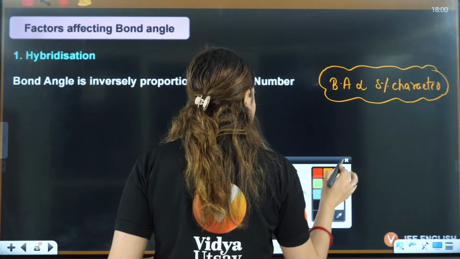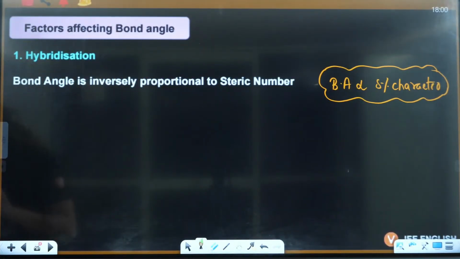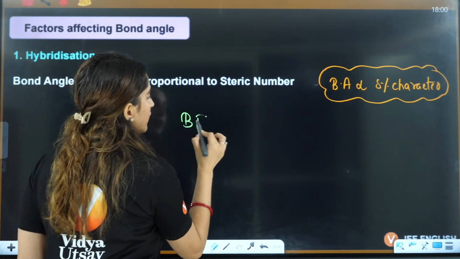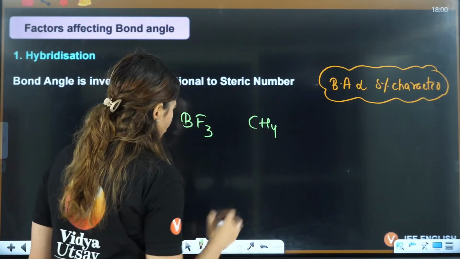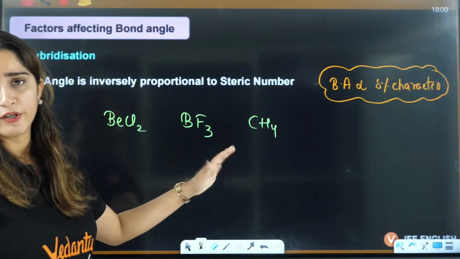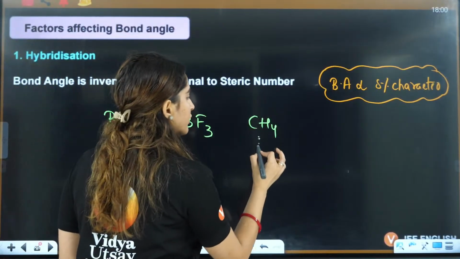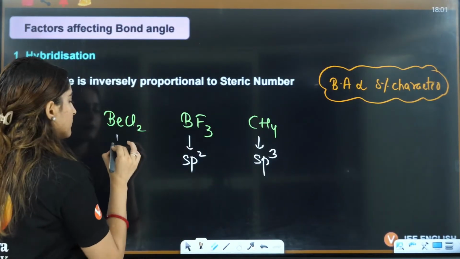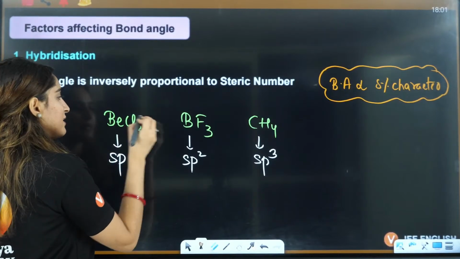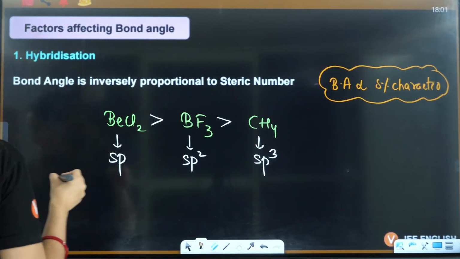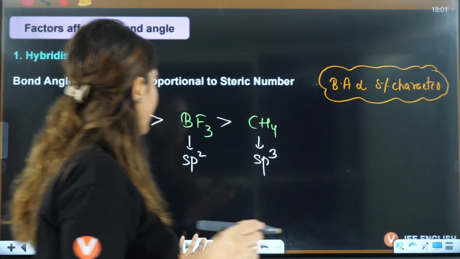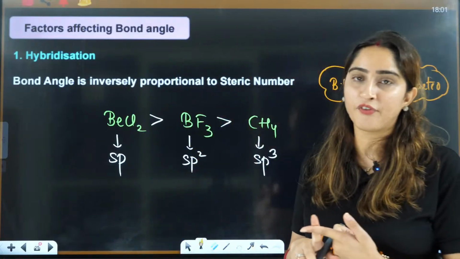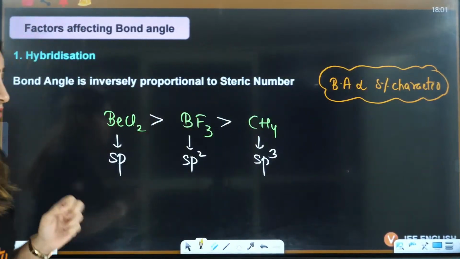Firstly you will see, let me just show you one question here, BeCl2, BF3, CH4. Now this I will not repeat again, how we will calculate the hybridization. We already know, we have calculated it before also. This is sp3, this is sp2 and this is sp. That is why the angle is maximum here. This is how bond angle works, right? Okay. Now this is when the hybridization is different.